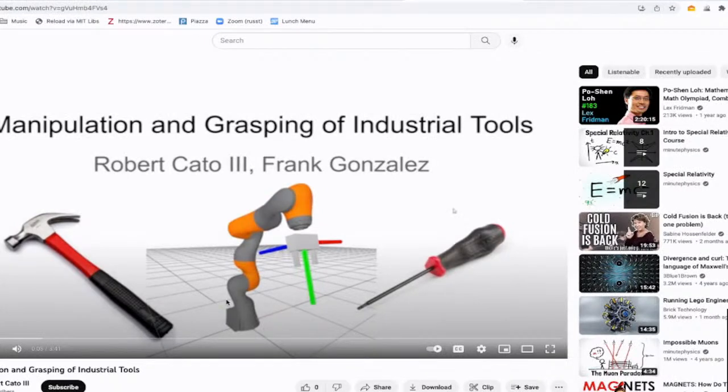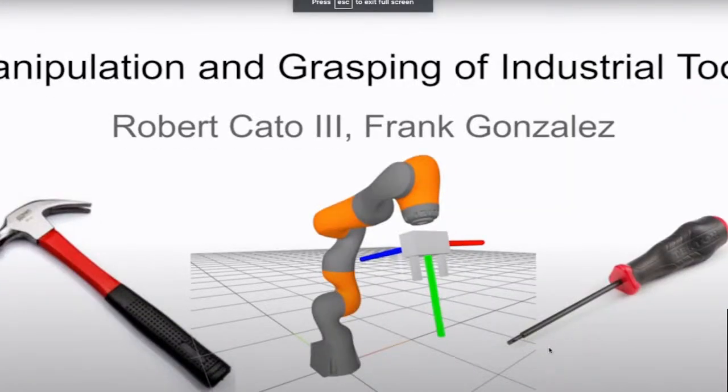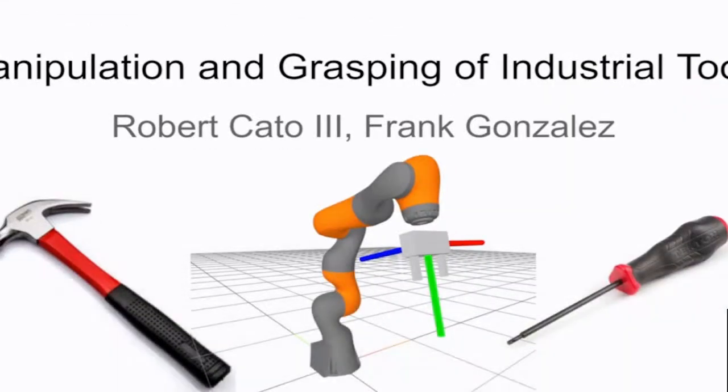Hi, everyone. My name is Frank Gonzalez. And I'm Robbie Cato. And our project is on manipulating and grasping industrial tools. Nowadays, manufacturing is turning more and more towards automation, using robotic systems to efficiently create high-quality products. In order to support this effort, we investigated creating a system that could autonomously grasp a tool in such a way that it was ready to use.